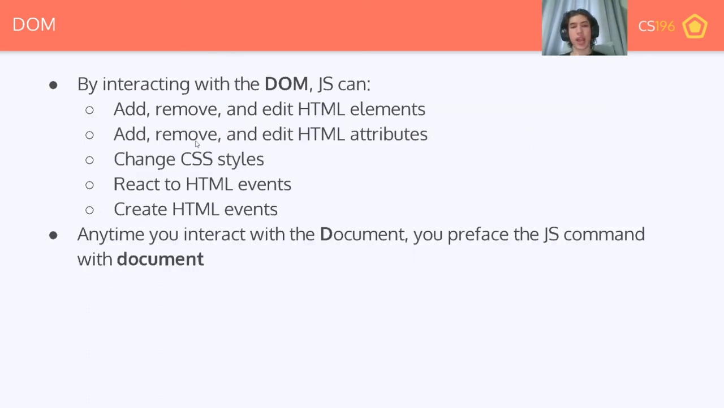So by interacting with the DOM, JavaScript has the ability to add, remove, and edit HTML elements, add, remove, and edit HTML attributes. We can change CSS styles. We can react to HTML events, and we can even create HTML events. Anytime you interact with the document, you probably want to preface the JavaScript command with document. Document is an object, hence the document object model. And so if we remember to our Python 3 lecture, we can access attributes of that object by using dot.